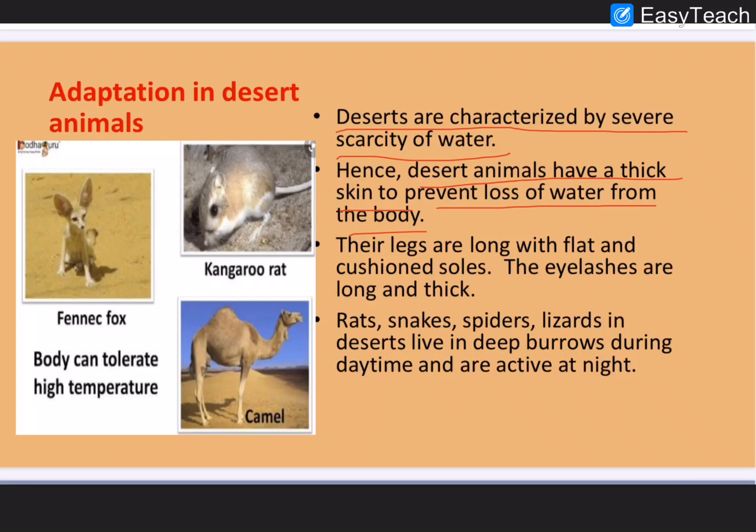So they don't get enough water in desert regions, so their skin is very thick to prevent the loss of water from the body. Their legs are long with flat cushioned soles. You can see the long legs of a camel, and flat cushioned soles means under their legs they have a cushioned sole, so that they can move in hot temperature in the desert through hot sand.